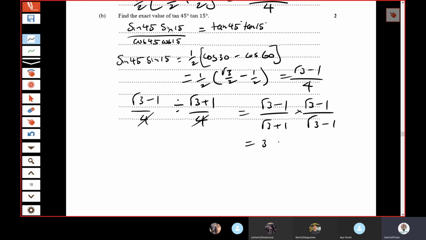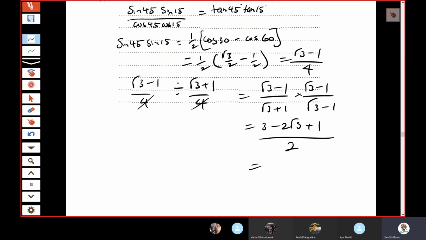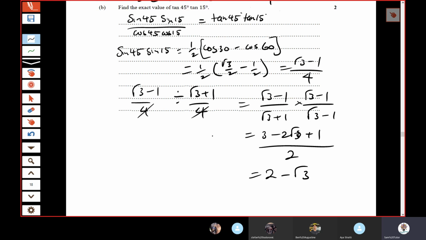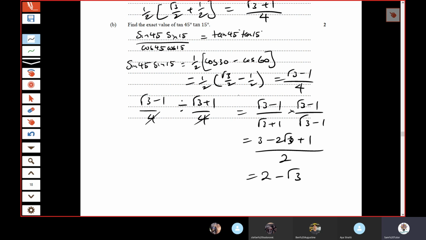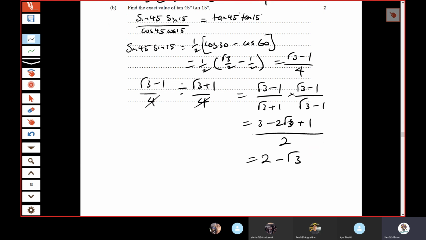This becomes 3 minus 2 root 3 plus 1 on 3 minus 1, which is 2. 3 plus 1 is 4. 4 take away should become 2 minus root 3. We can double check it real quick. Tan 15 is 0.26. 2 minus root 3 is 0.26. You guys might remember we did pretty much the exact question, but in a different way just last week with the other exam paper. So look at that. That's a different way, and obviously T formula would be another way as well.